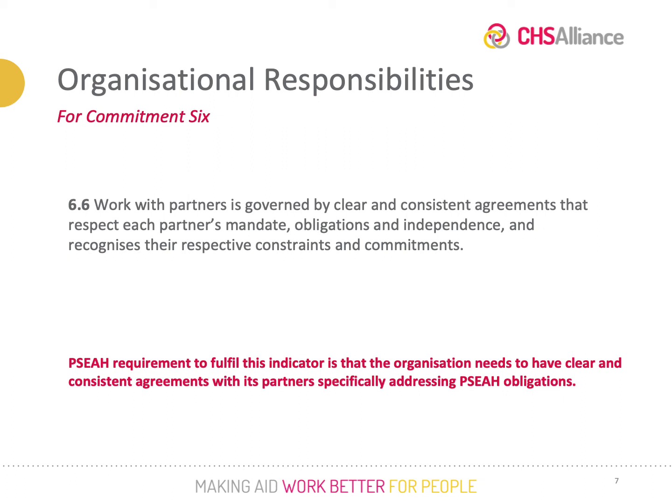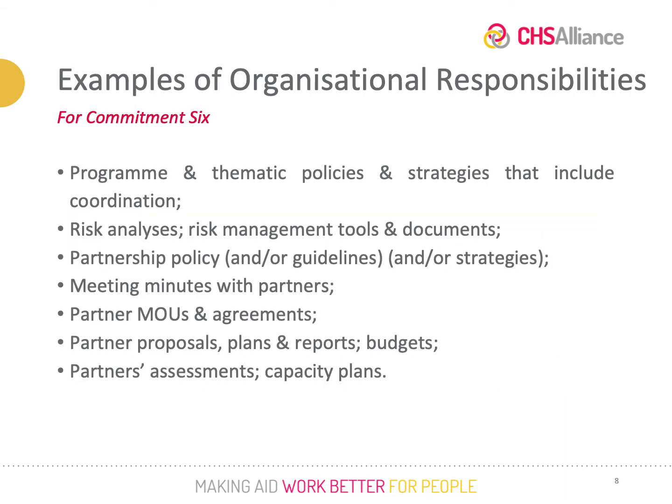The PSEAH requirement to fulfill this indicator is that the organisation needs to have a clear and consistent agreement with its partners, specifically addressing PSEAH obligations. The verification framework guiding questions ask how your organisation addresses PSEAH obligations in written agreements with partners, and how partners' compliance with PSEAH obligations is monitored. Take a moment to read this slide, which gives you a list of examples of organisational responsibilities for Commitment 6.